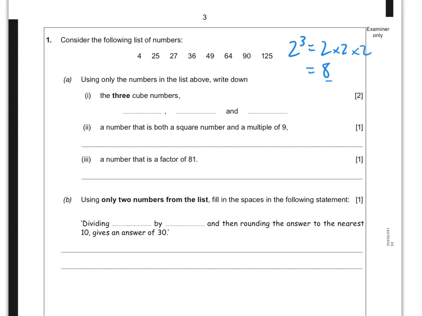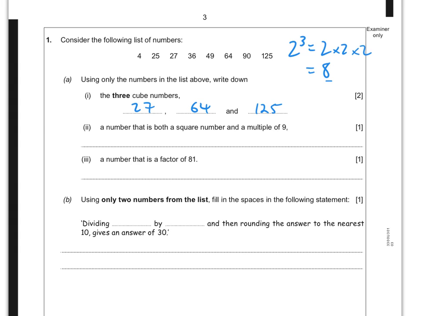So looking through the list again, we can say that 4 isn't going to be there, 25 isn't. Well, 3 times 3 times 3 gives us 27. 4 times 4 times 4 is 64. And 5 times 5 times 5 is 125. So there are my 3 answers, 27, 64, and 125.